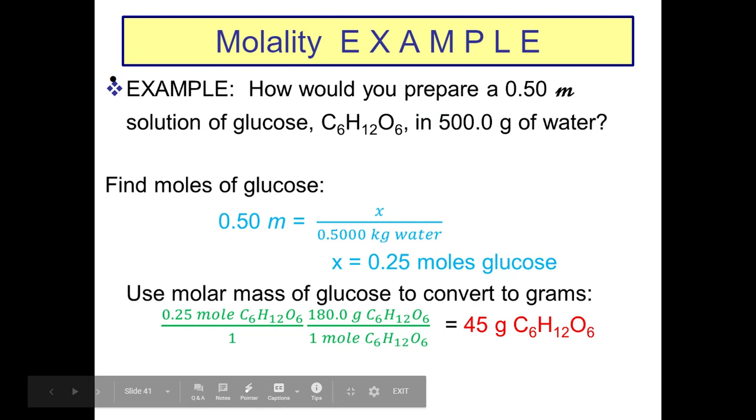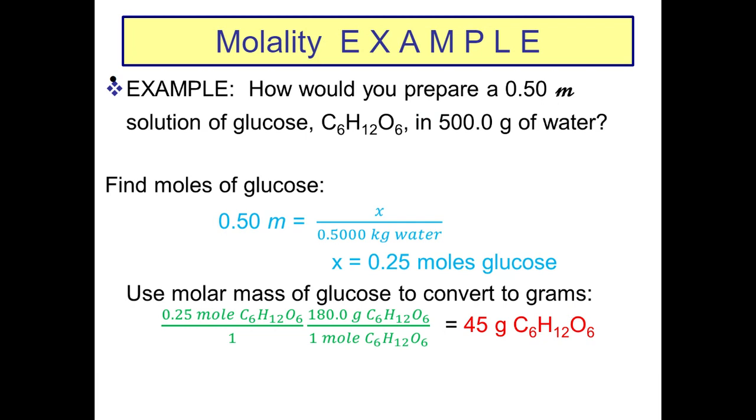Here's an example problem. How would you prepare a 0.50 molal solution of glucose in 500 grams of water? So it gives us the concentration in molality. It gives us grams, and remember that equation, we need kilograms, so we have to divide this by 1,000. That's going to be in our denominator. X is the number of moles. We don't know how many moles, but we do have the concentration.